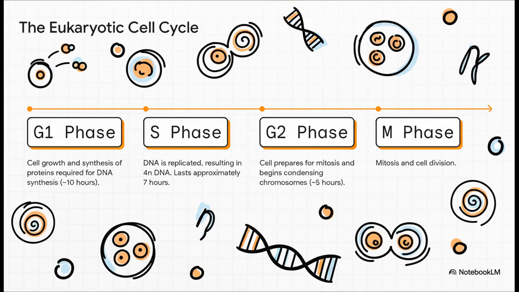Now, for a typical human cell, this whole cycle takes about a day, around 24 hours. The vast majority of that time, as you can see, is spent in G1, or gap 1. That's where the cell is just growing and making all the proteins and other stuff it needs. Then it hits the S phase for synthesis, where it knuckles down for the huge task of copying its entire genome. After another quick growth spurt in G2 to make final preparations, it enters the M phase, mitosis, the grand finale where it finally splits.